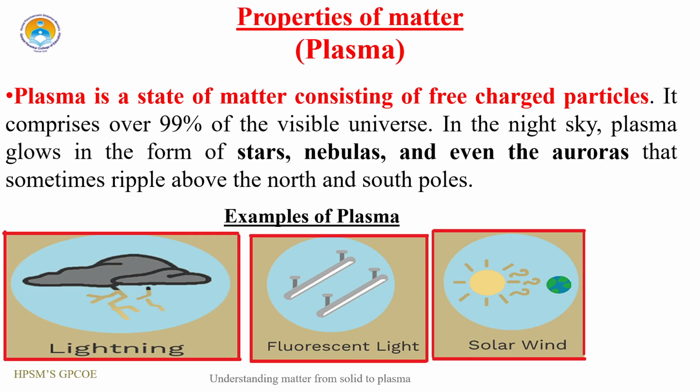There are various examples of plasma we can find in nature: the first is lightning, the second is a fluorescent light, and the third is solar wind.